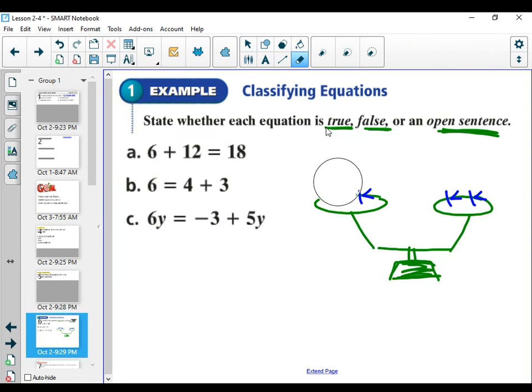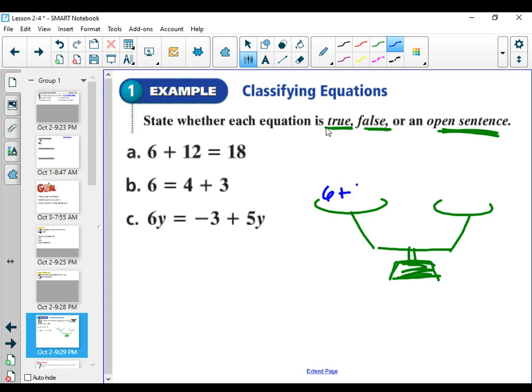Same thing with this. If I have 6 plus 12 on one side, is it going to balance out with 18 on the other side? Hopefully your response is true. And here's the next important part. What is your proof that it's true? You would say, well, because the left side is equal to 18 and the right side is equal to 18. So look at that. True.